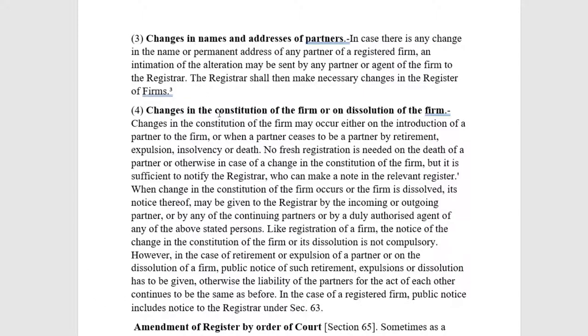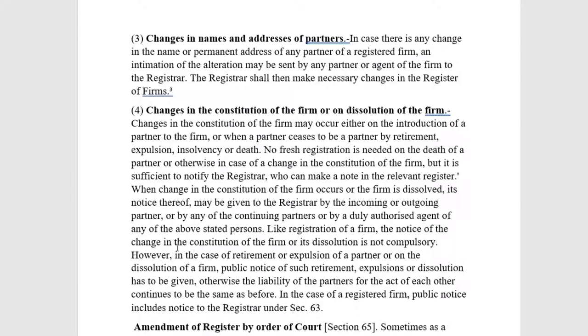Likewise, changes in the constitution of the firm or the dissolution of the firm. Changes in the constitution of the firm may occur either on the introduction of a partner to the firm, because some new partner may come up, or when a partner ceases to be a partner by retirement, expulsion, insolvency, or death. In this event, such changes can be made in the constitution of the firm or dissolution of the firm. It has to be mentioned before the register of firms, like the registration of the firm.